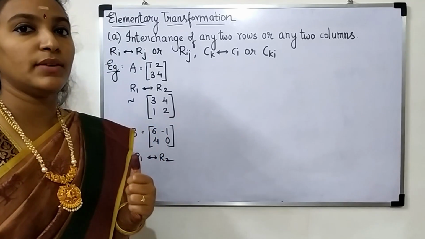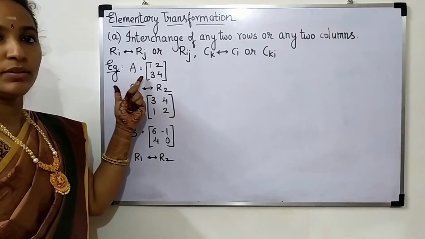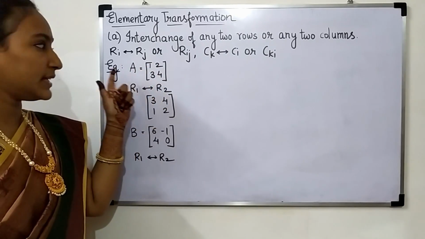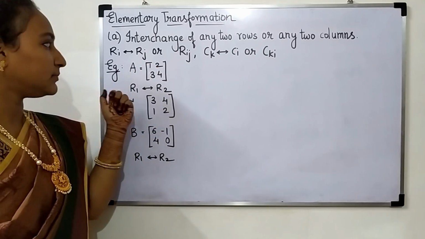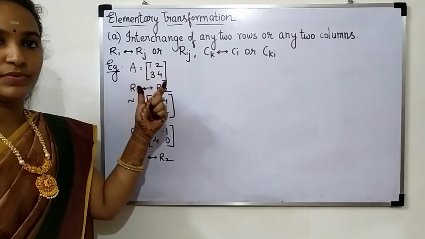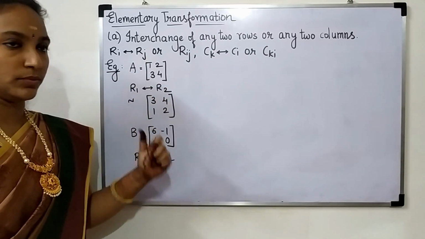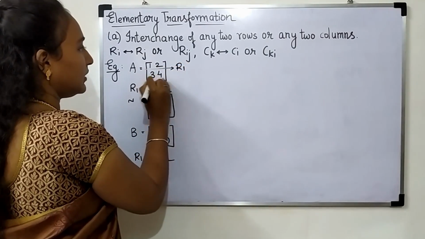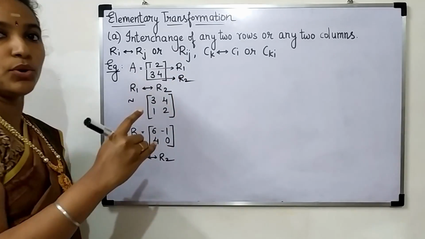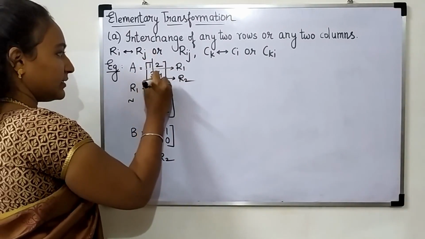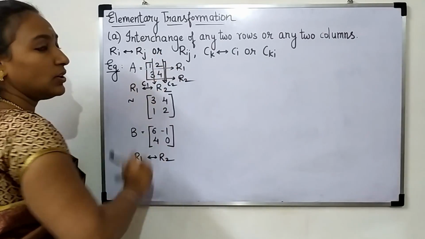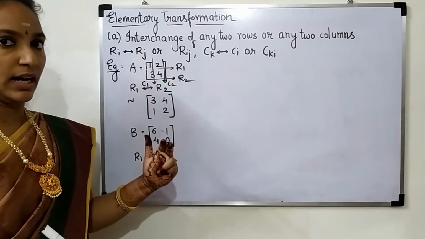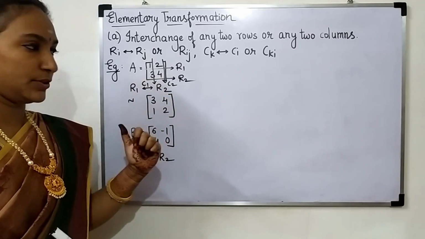You can easily understand with some examples. Example number 1 is A = [1, 2; 3, 4]. This is an order 2 matrix. We have 2 rows and 2 columns. Here we can interchange the first row with the second row. This is your R1 and this is your R2, that is row 1 and row 2. Similarly, this is your column 1 and this is your column 2. Rows are named R1, R2 and columns are named C1, C2.